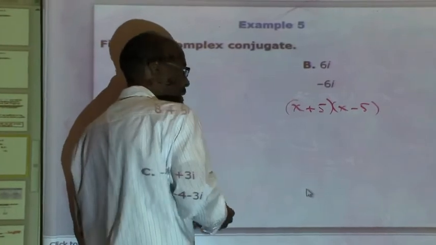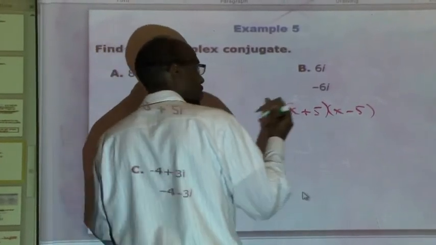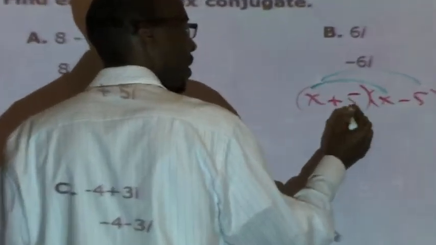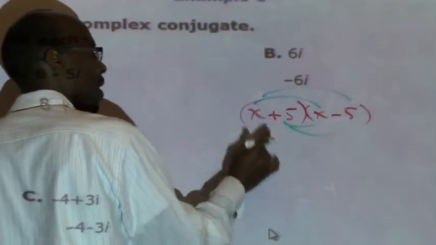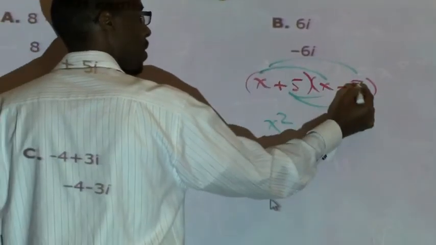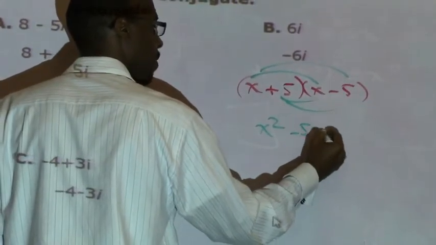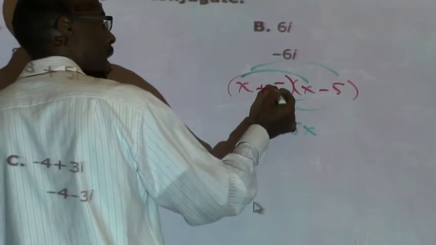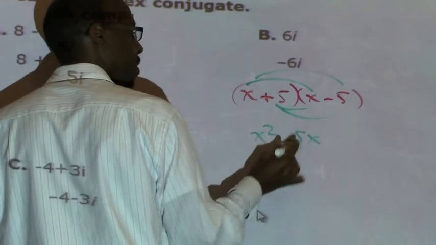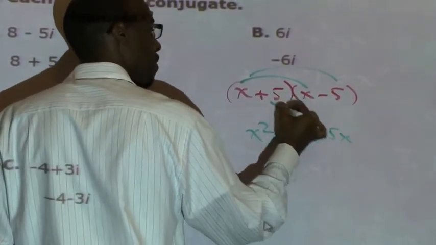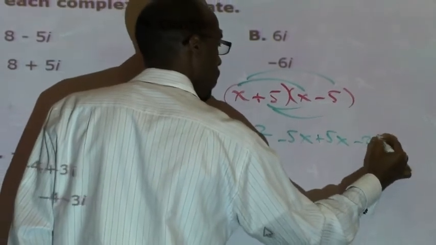Okay, Thomas, how do you do that? Oh, don't forget, you just do it for the whole thing. I do X times those two, then 5 times those two. Here it comes: X times X, X squared. X times the negative 5, negative 5X. Hopefully no one's confused so far. Here comes 5 times, we're going to distribute 5 to both guys over there. 5 times an X, the positive 5X. 5 times a negative 5 is a negative 25.